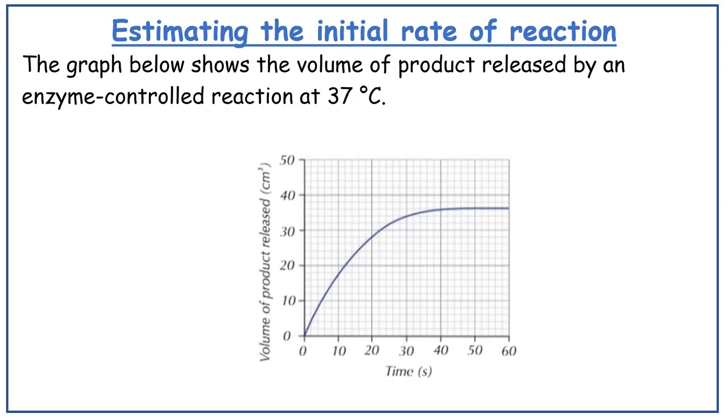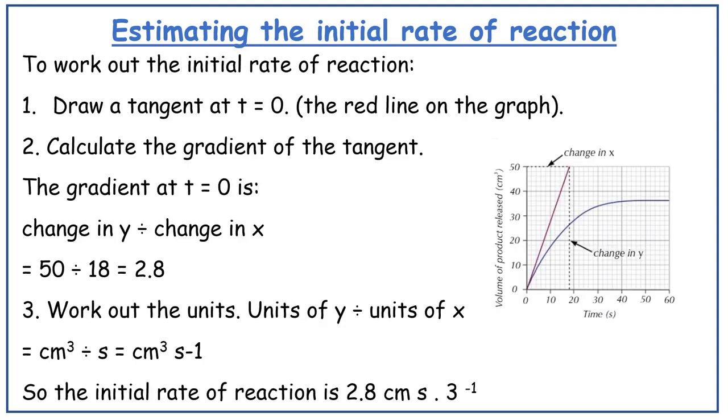So, estimating the initial rate of reaction: the graph below shows the volume of products released by an enzyme-controlled reaction at 37. Remember, if it's the initial rate, you start at 0, and then you draw a tangent to the curve at 0.